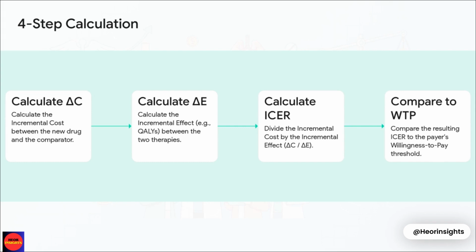To illustrate this, let's use a practical example. Imagine a new oncology drug is being compared to the standard of care. The new drug costs $145,000 and provides 3.5 QALYs. In contrast, the standard care costs $85,000 and provides 2.3 QALYs. We'll now walk through the calculation with these figures.